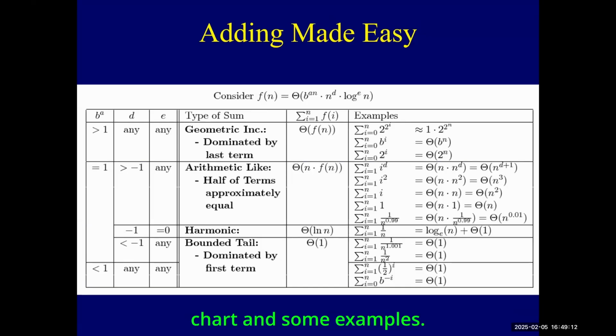And here's a little chart and some examples. Should we do some examples? Are you kind of good? All right, say D is 5. How do I sum up 1 to the 5, 2 to the 5, 3 to the 5? Well, it's going to be order n to the 6, same as if you were integrating. This guy here is double exponential, so it's dominated by the biggest term. And here the guys are shrinking.